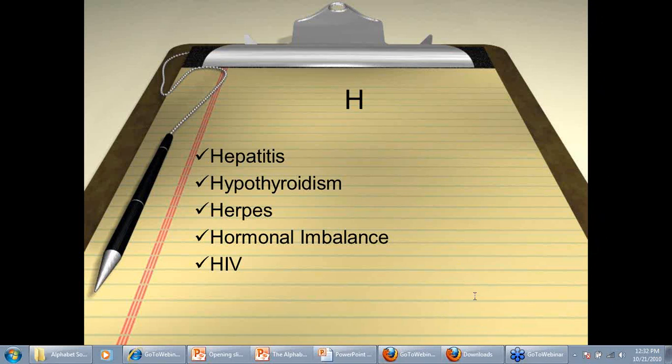Hepatitis just means inflammation of the liver. It doesn't mean infection of the liver. So the most common thing that we think of is the infectious hepatitis. However, other hepatitis or hepatidities also exist, and they can include things like fatty liver.